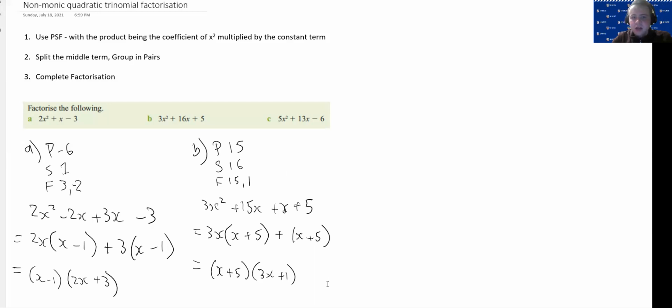Okay, so you can have a go at C if you haven't already. I'm going to go through it now. For C, the product is going to be minus 30. The sum is going to be 13. So I have 1 negative and 1 positive. The bigger factor is going to be positive. So I'm going to do 15 and minus 2 because they multiply to equal minus 30 and add to equal positive 13.